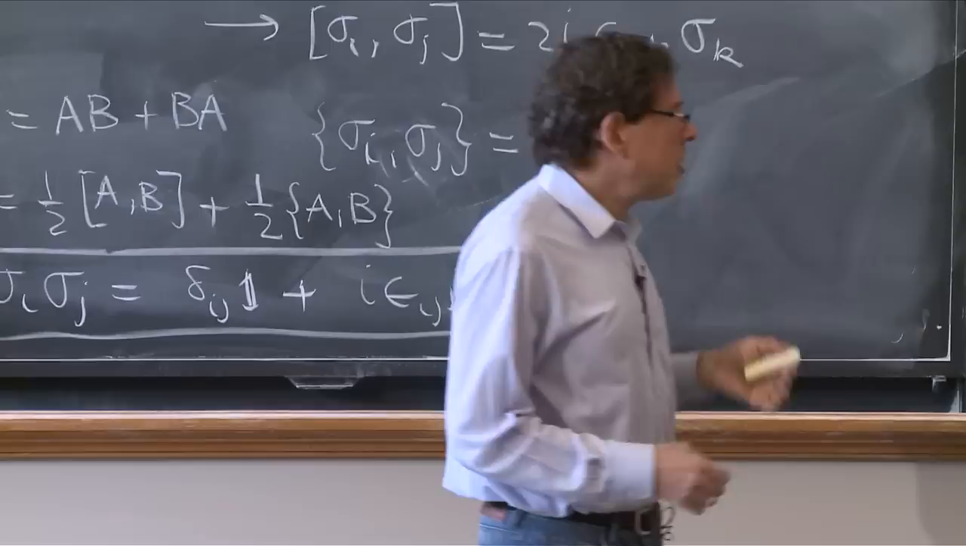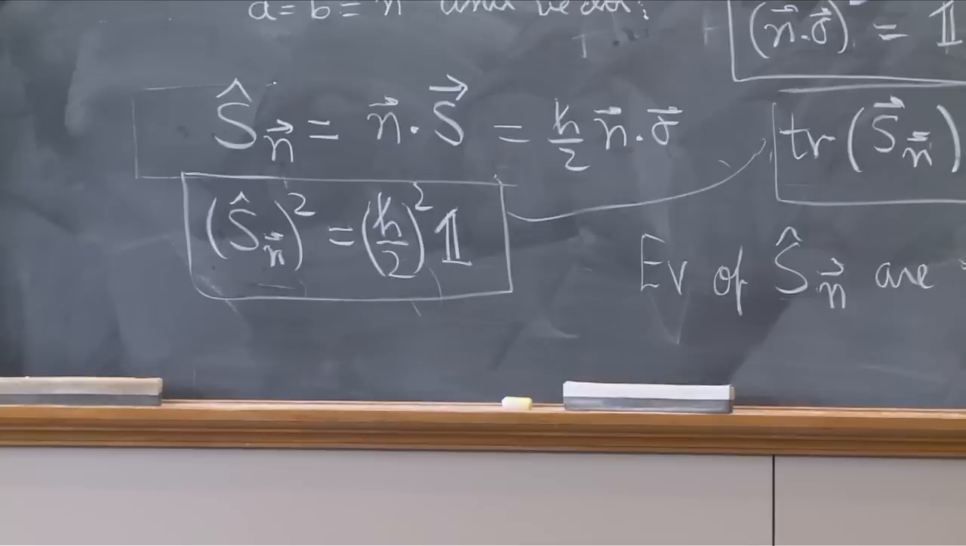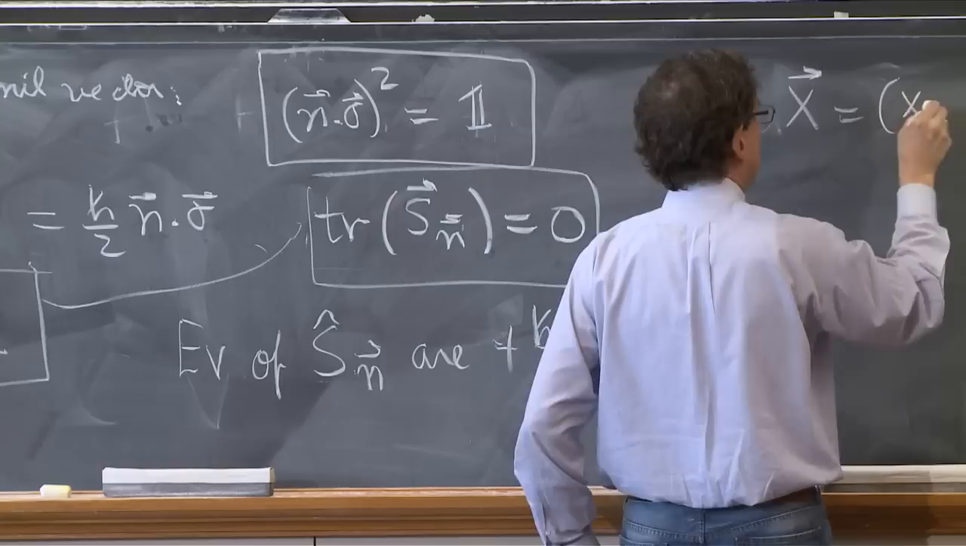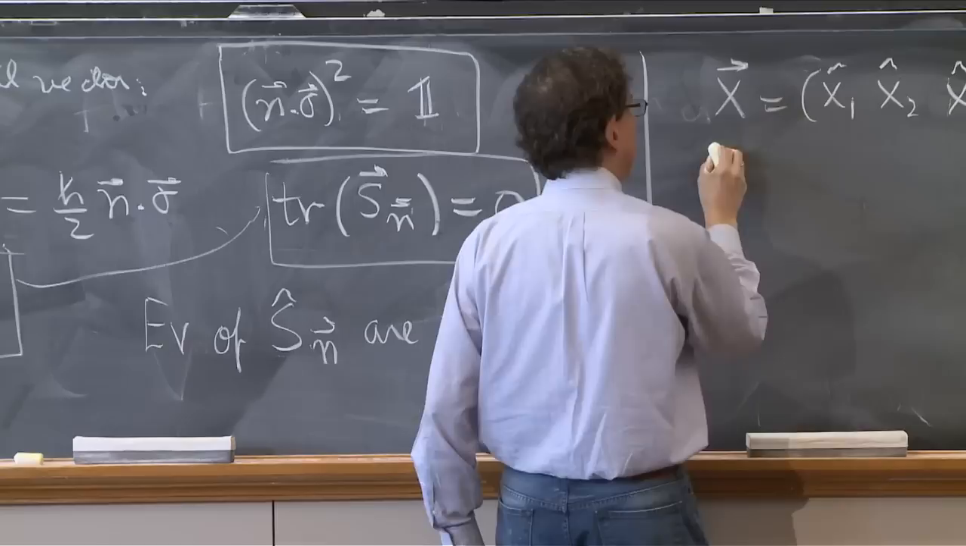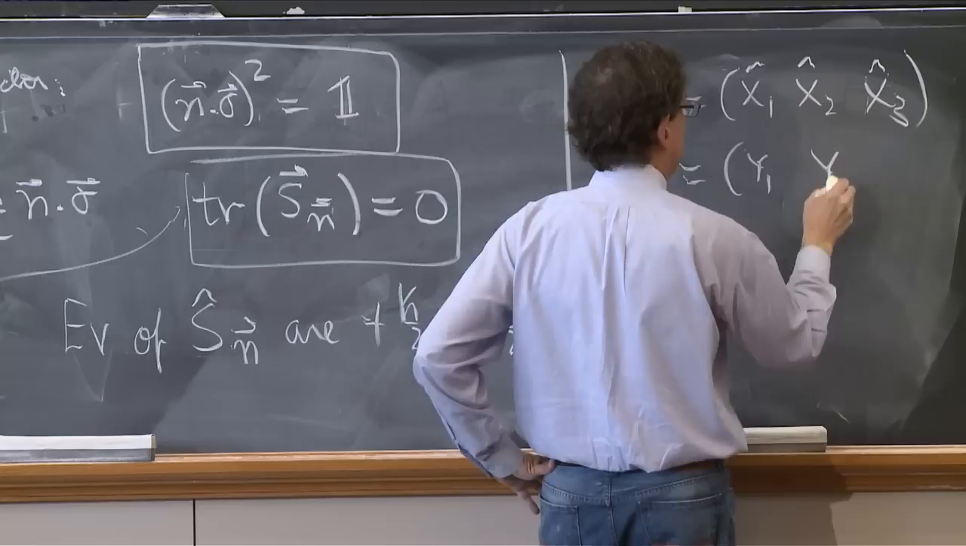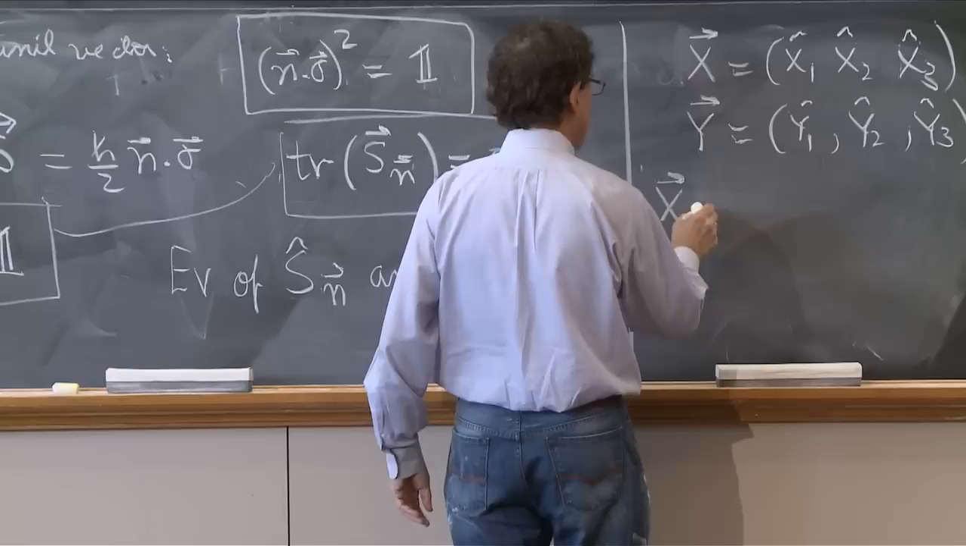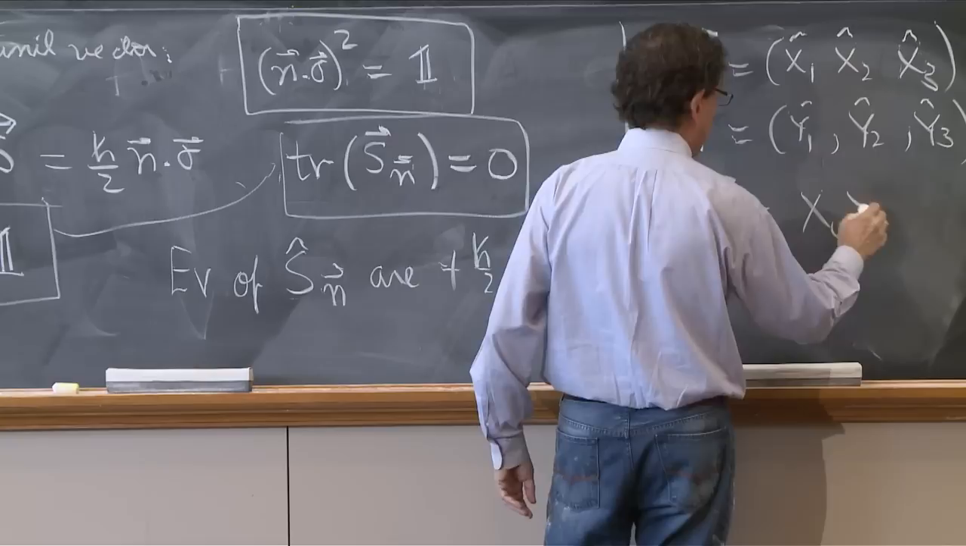There's a little more of an aside in the notes about something that will be useful and fun to do. It corresponds to the case in which you have two triplets of operators, x1, x2, x3. These are operators now. And y equal y1, y2, y3. Two triplets of operators. So you define the dot product of these two triplets as x_i y_i summed. That's a definition.